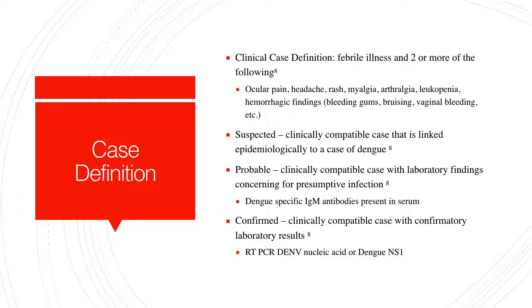An individual was classified as a suspected case if they met the clinical case definition and were linked epidemiologically to a case of dengue. An individual was classified as probable if they met the clinical case definition and had laboratory findings concerning for a presumptive infection, such as IgM antibodies. An individual was classified as a confirmed case if they met the clinical case definition and had confirmatory lab results, such as reverse transcriptase polymerase chain reaction for dengue virus nucleic acid or dengue NS1.